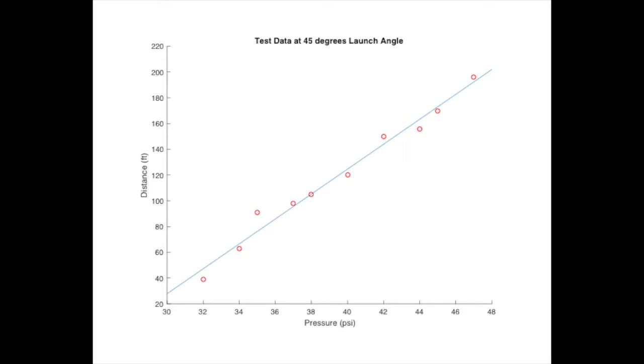So using the 34.5 psi, our rocket went about 70 feet, but off target a little bit. It landed 10 feet away from the target at a little bit of an angle.